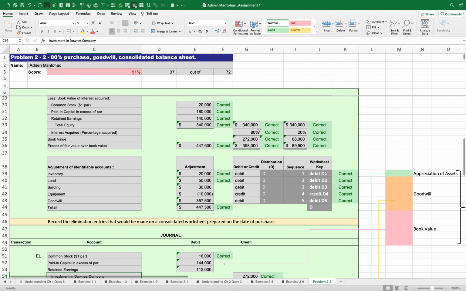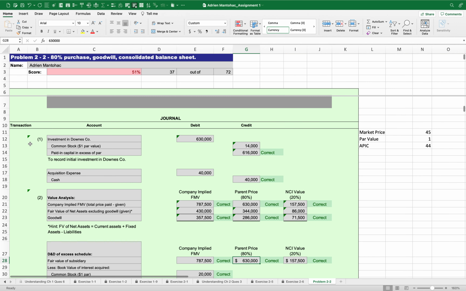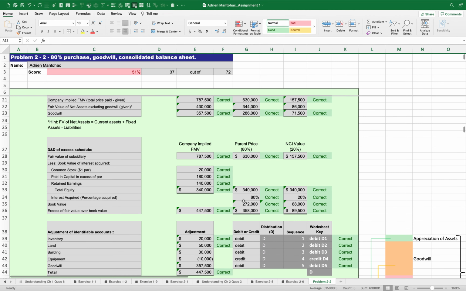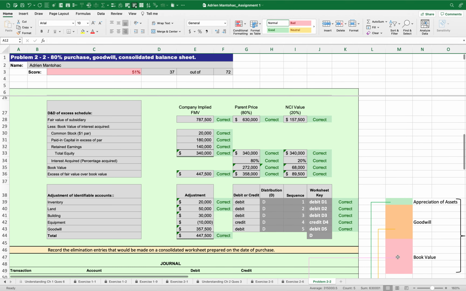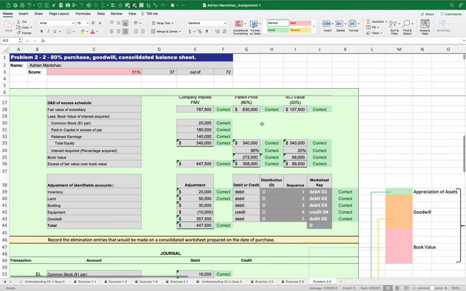Remember, it was 630,000 total on our books, right? This is all we had under investment section. So we got rid of the book value component of it, specifically 80% of it, which is 272,000. We've gotten rid of that. And if we can get rid of this excess in the next step, then these two items put together, total of 630,000, we would have eliminated all of our investment in that company.